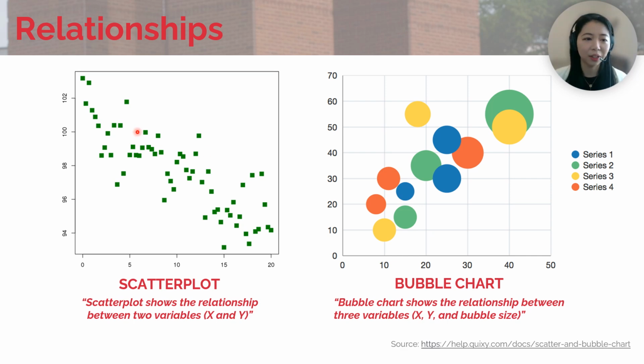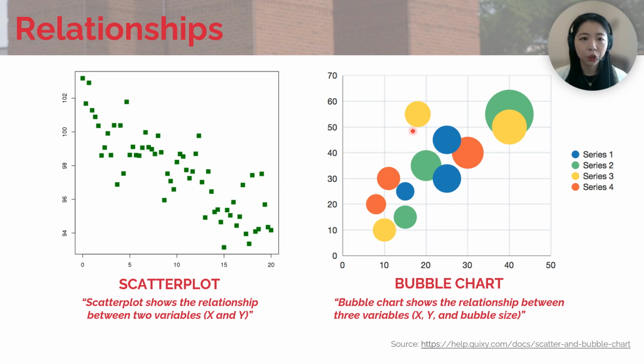So let's have a look at the relationships first. Scatter plots and bubble charts work very well to explain relationships between variables. A scatter plot shows a simple relationship between two things, like x and y. And this example here clearly shows that as one variable increases, the other tends to decrease. So there is a negative relationship.